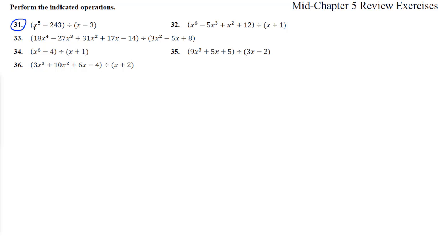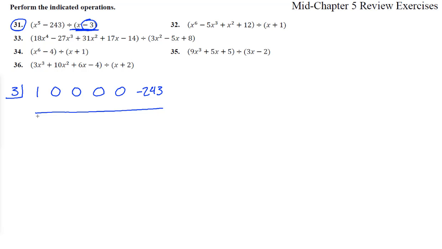Okay, so in 31, x to the fifth minus 243 divided by x minus 3. Look at that. That's a synthetic division one. So we put the opposite of negative 3 over here, and then we do the coefficients. 1x to the fifth, no x to the fourth, no x cubed, no x squared, no x, minus 243. Oh boy, don't forget all those zeros. They're crucial to this problem.